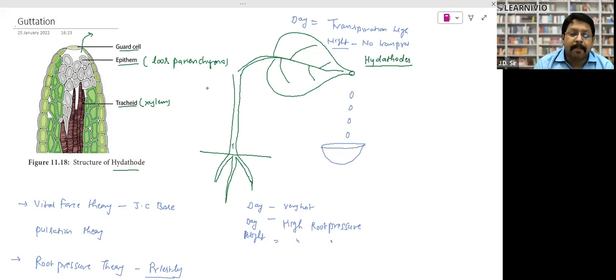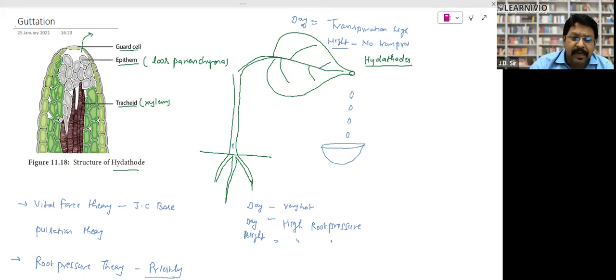So what will happen? There will be a pore or hole-like structure at the margin of the leaf. These pores are called hydathodes, right? Water comes out from this plant in the form of droplets at night time, and this process is called guttation, right?